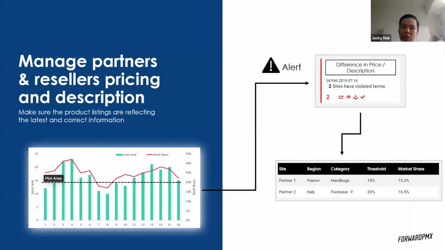And lastly, you should also have an automated system to manage the partner reseller pricing and description, to make sure the product listings reflect the latest and correct information. If they change your pricing without your agreement, you should get alerted. And also, for example, if you update your product information but they didn't update on their end, you should also get an alert to tell them to change it as well, to protect your product image. All of this should be automated instead of going to the platform to screenshot or check it one by one.